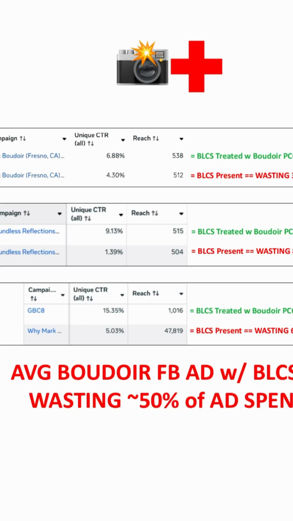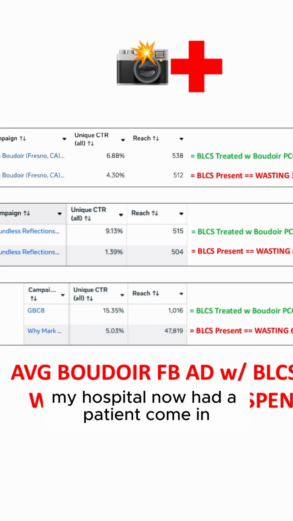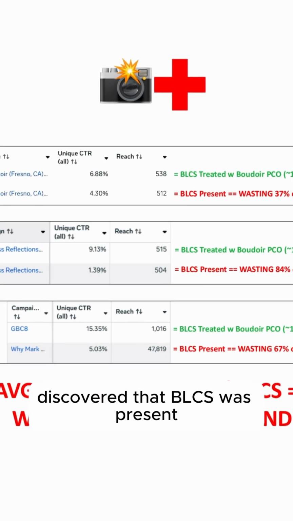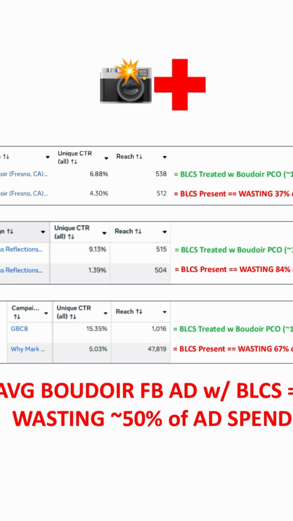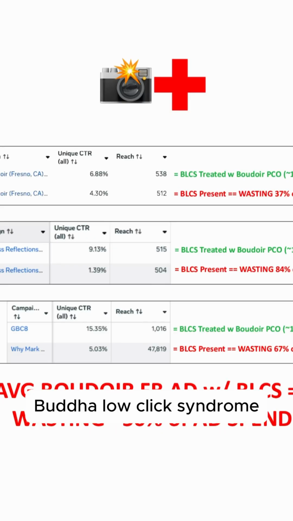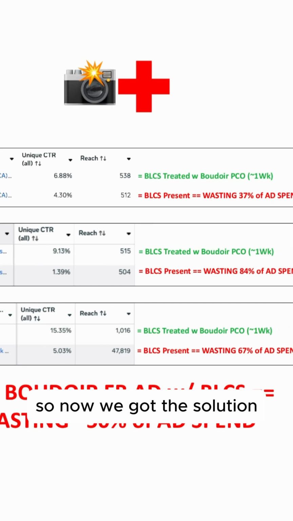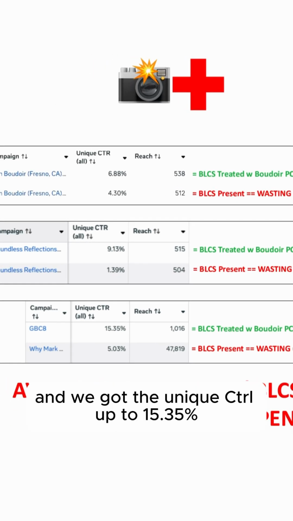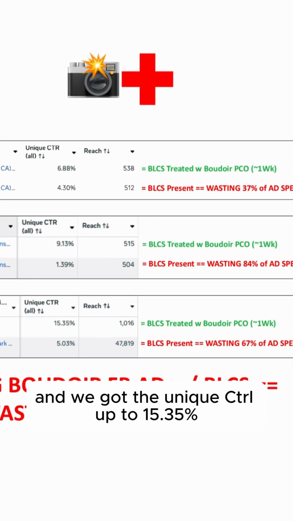Finally, my hospital now had a patient come in with unique CTR 5.03%, and we discovered that BLCS was present. Unique CTR under 6% means BLCS is present, Boudoir low click syndrome. So now we've got the solution. We can treat it with Boudoir Pico, which takes about a week. And we got the unique CTR up to 15.35%.